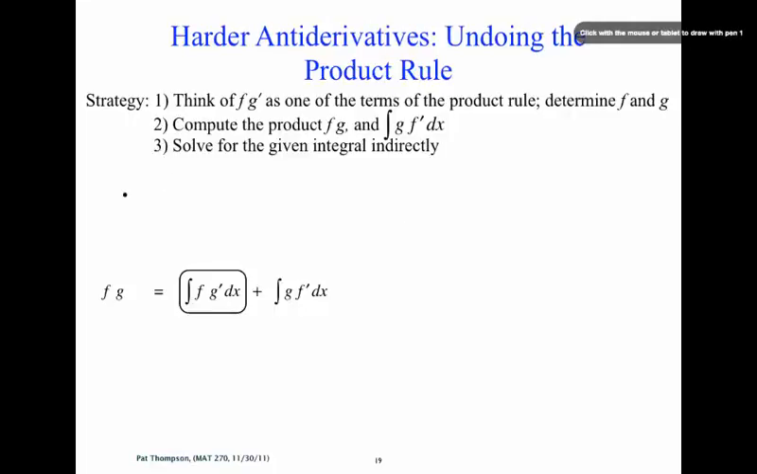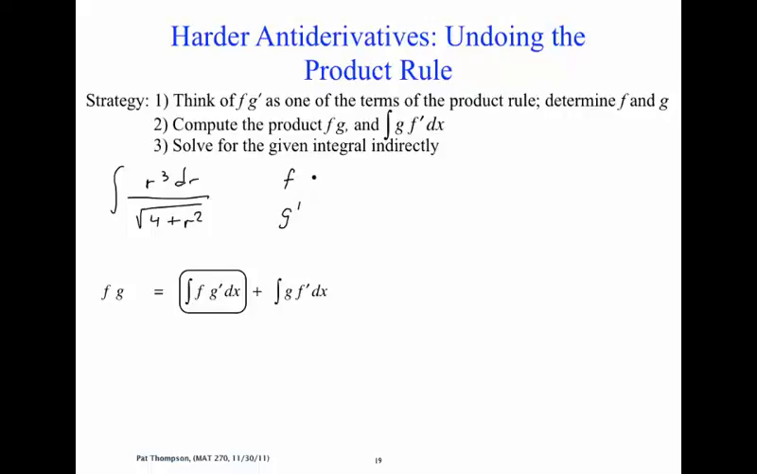So Lee has a suggestion. Let's set up again here. What was it? R cubed dr over square root of... right. So we've got f and g prime. And I'm just going to write down what we had the first time. R cubed. And what was the problem with this again? The problem was trying to get g, the antiderivative. We couldn't get this because this wasn't set up to get the antiderivative.